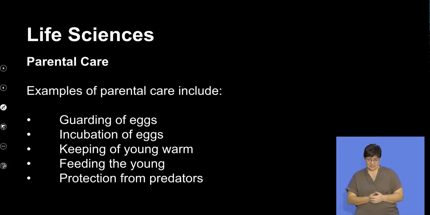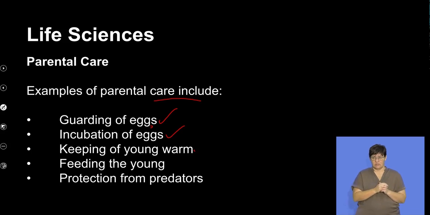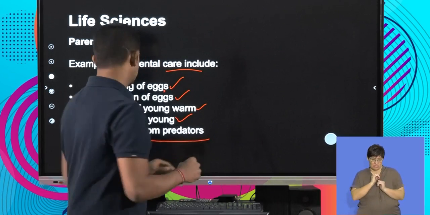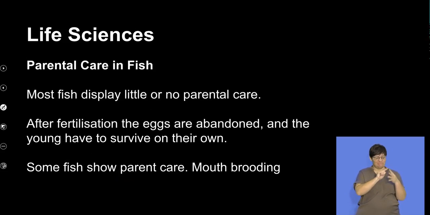Examples of parental care include the following: guarding of the eggs, the incubation of the eggs, keeping of the young warm, which we see in birds, feeding of the young, which we see in many mammals, and protection from predators, especially amongst herbivores. We find that the young are often protected by their parents, and so this links to different types of parental care.